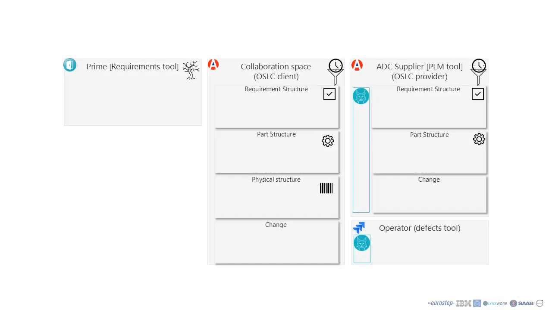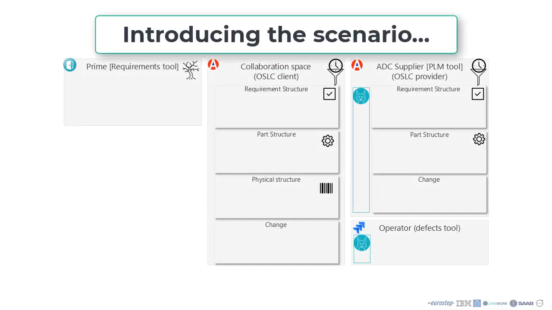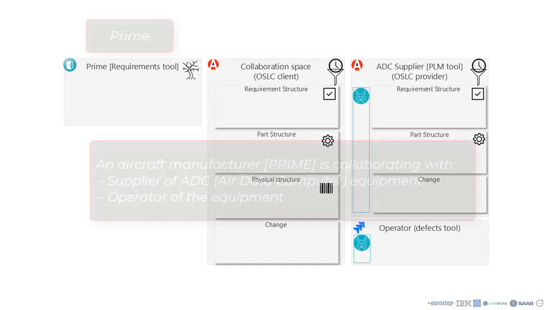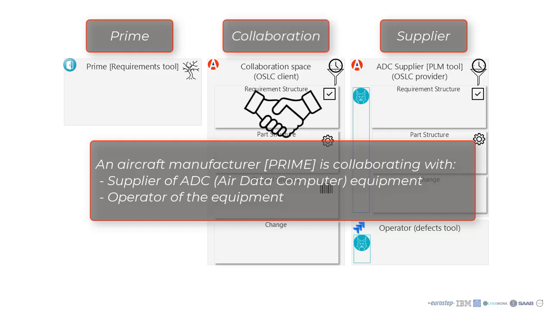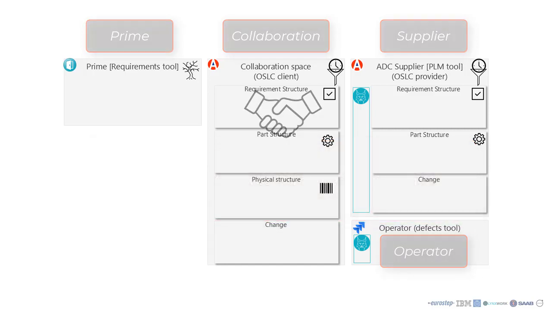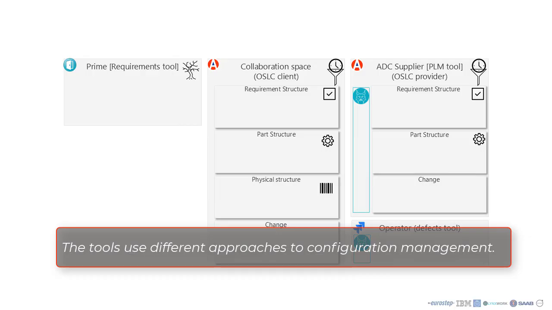Introducing the demonstration scenario, an aircraft manufacturer or prime is collaborating with a supplier sharing the requirements and part design for an air data computer equipment known as an ADC. In addition, there is a field operator of the ADC equipment providing feedback. The tools in the scenario use different approaches to configuration management.